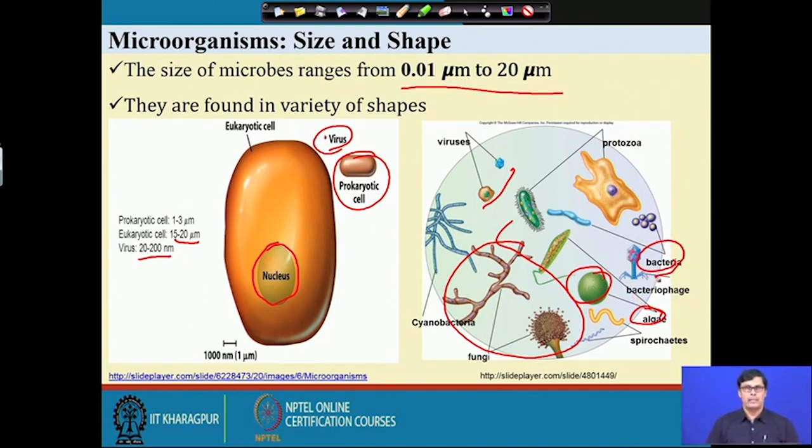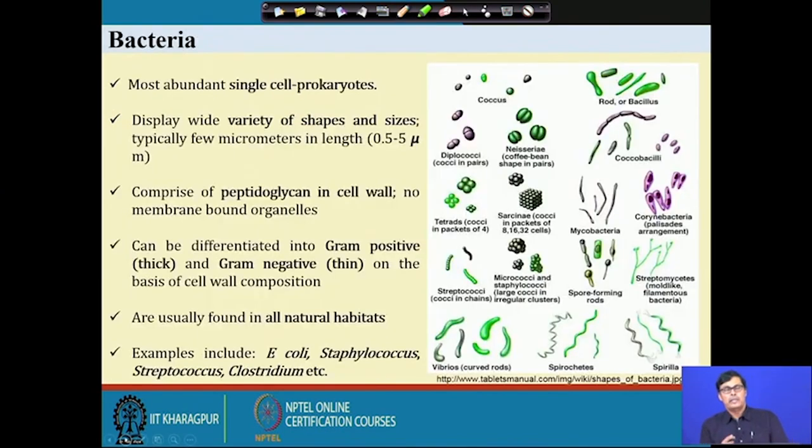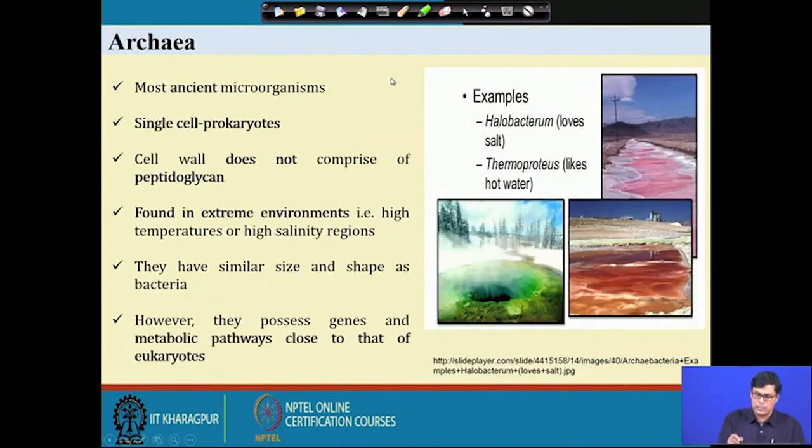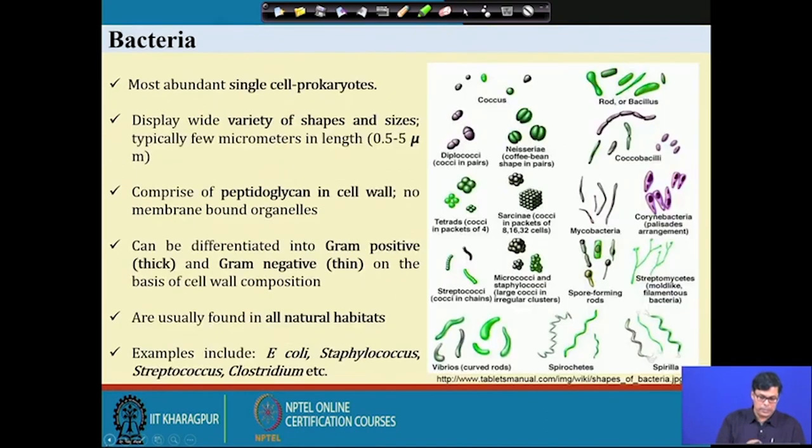We use the bacteria Streptomyces for the production of streptomycin. Then we have bacteriophages, this kind of virus. Now let me give you detailed information on these different organisms. If you look at bacteria, they are mostly abundant and available in nature. They are single-cell prokaryotes, and they display a variety of shapes and sizes.